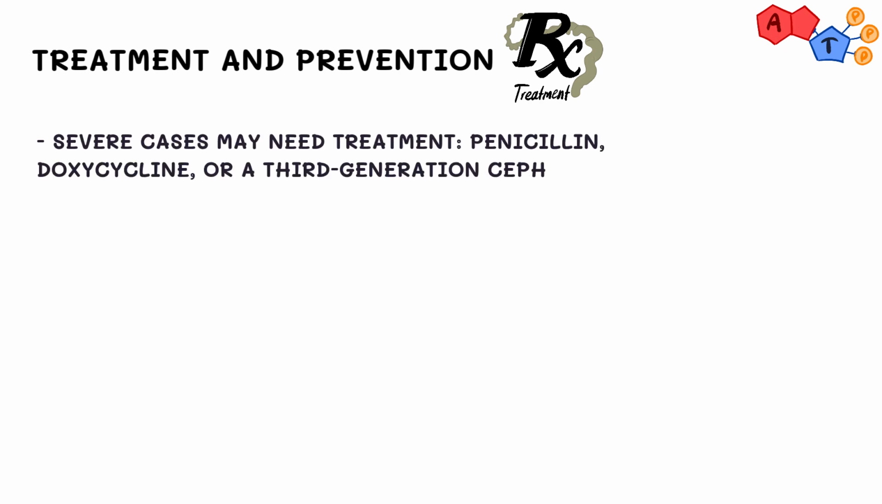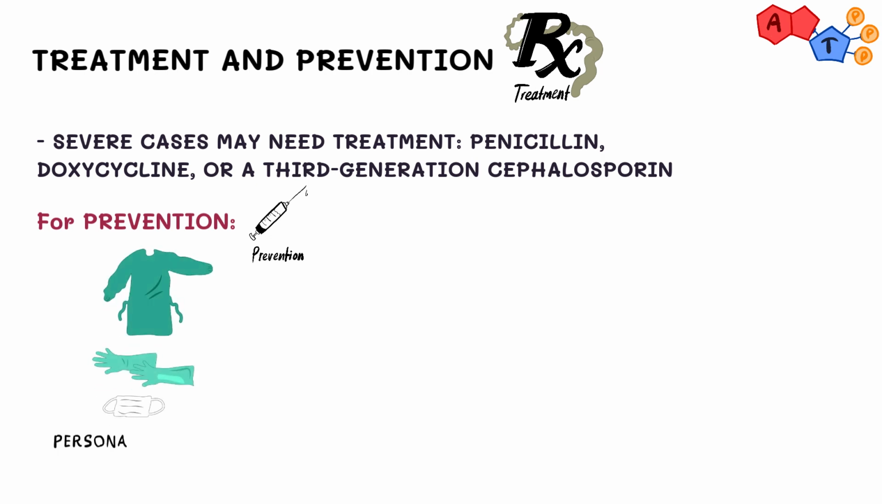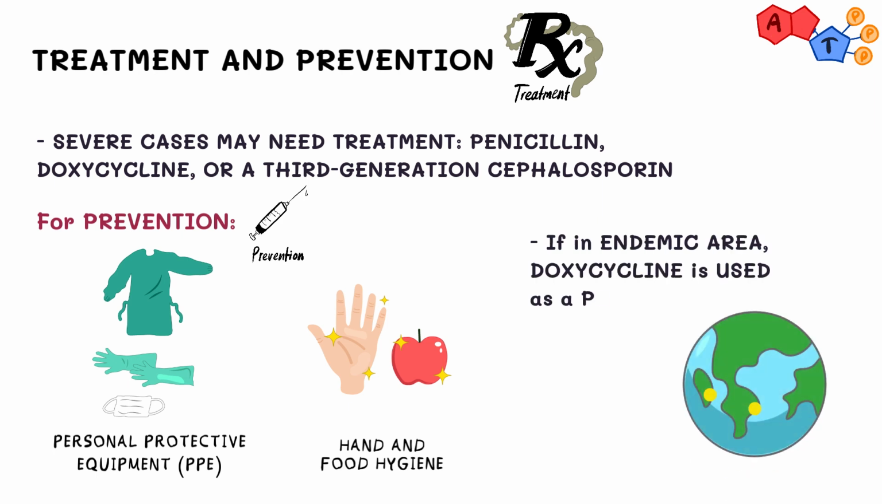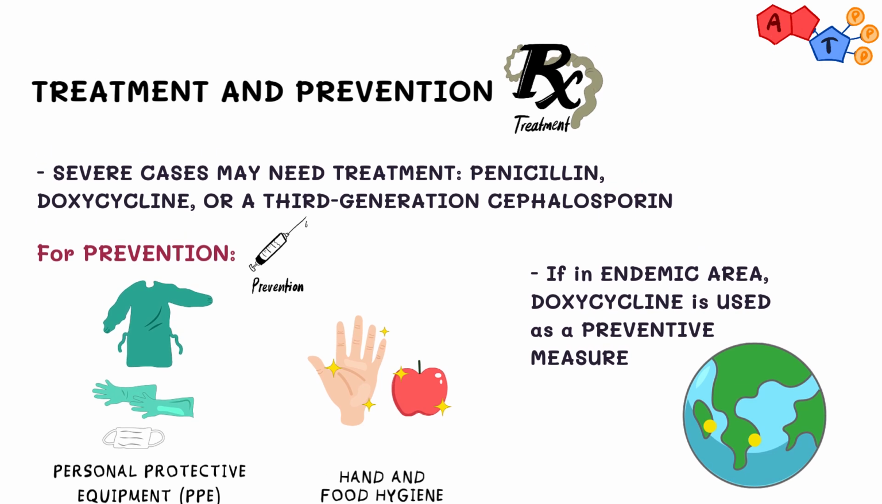As for the treatment, it's debatable if the patient has mild disease. However, severe cases may need treatment with one of these options: penicillin, doxycycline, or third-generation cephalosporin. For prevention, trying to keep yourself protected is the best measure, by wearing appropriate personal protective equipment, PPE for short, and ensuring good hand and food hygiene. In addition, people living in endemic areas who are at higher risk may benefit from taking doxycycline as a preventive measure over a limited period of time.